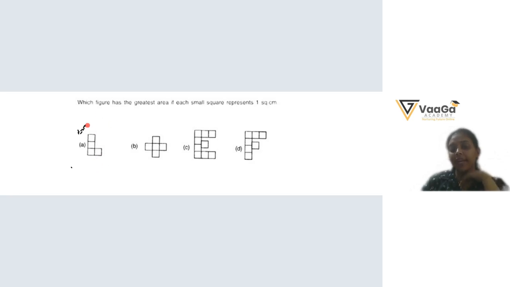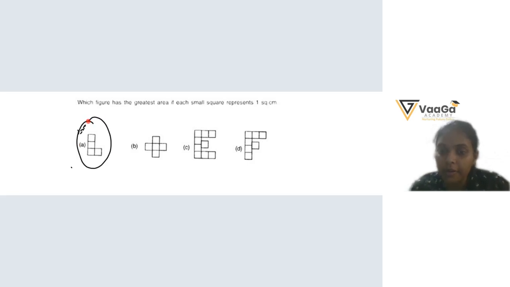How many squares does the figure A have? Figure A has how many small squares? Four squares. 1, 2, 3, 4. So the area for the figure A will be 4, because if 1 square represents 1 square centimeter, 4 squares will represent 4 square centimeters.